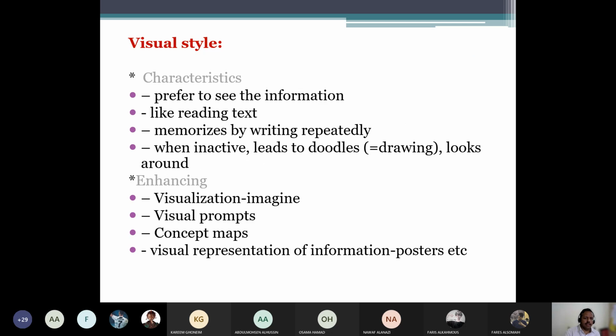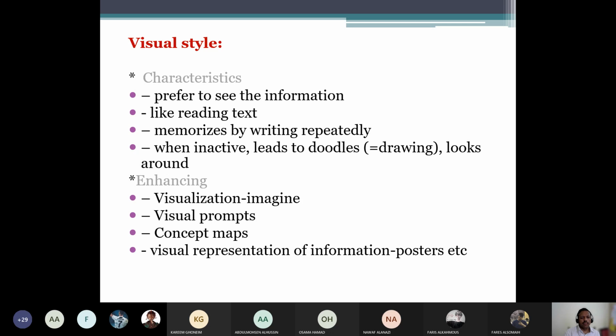So this is the detail about the visual style. They prefer information by seeing. They like to read things. They memorize by writing repeatedly. When they are inactive, when they are not learning, they will be drawing something, because they have pictures in their mind. Visual is always coming as pictures.